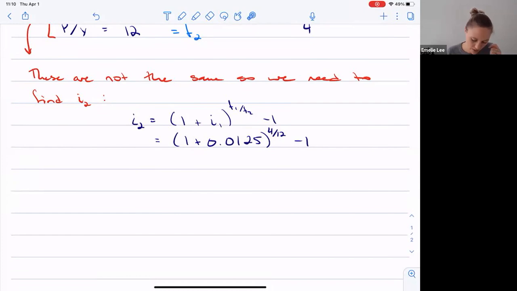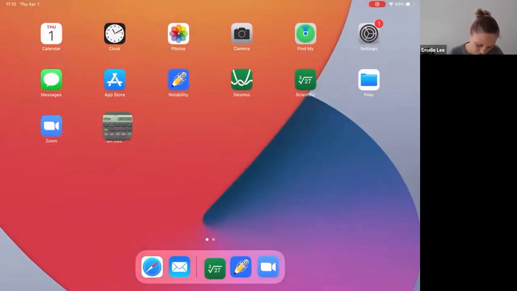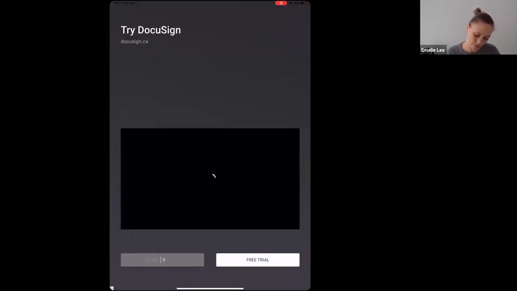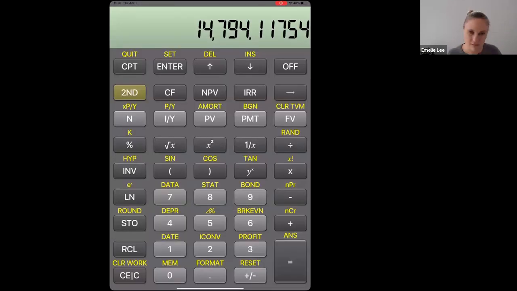So now if you go ahead and do this on your calculator, I'm going to go to our free app. Try DocuSign. I have things. Hey, you went away with that. Oh, cool. It's listening.